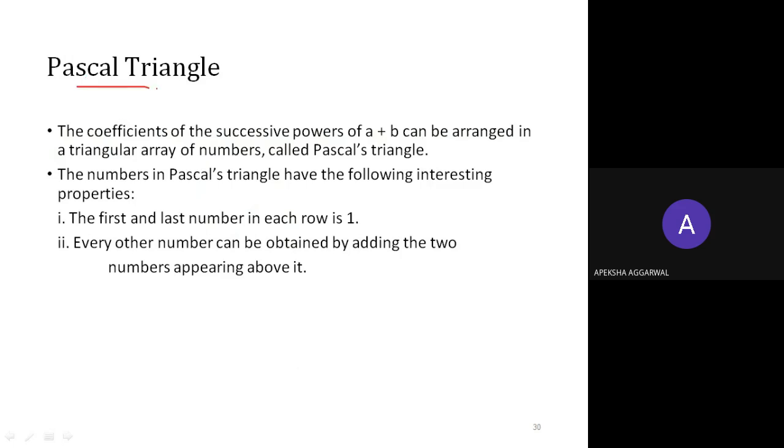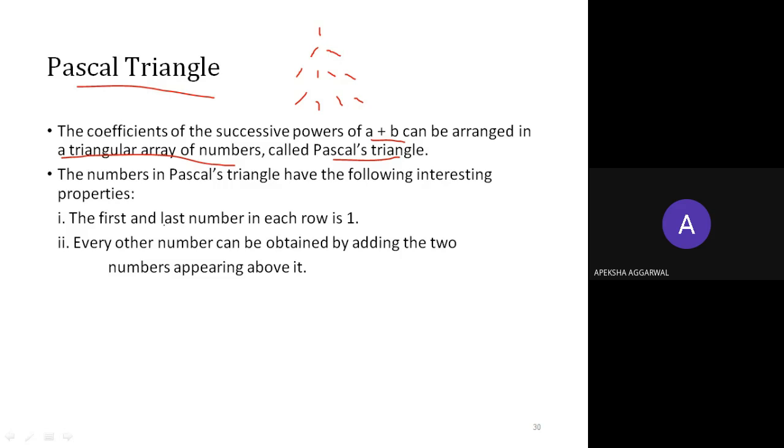Now let's have a look at the Pascal triangle. So what is a Pascal triangle? The coefficients of the successive powers of a plus b can be arranged in a triangular array of numbers that is called the Pascal triangle. We will see how this arrangement is done. So if you arrange some coefficients in the form of a triangle, you will say it is a Pascal triangle.